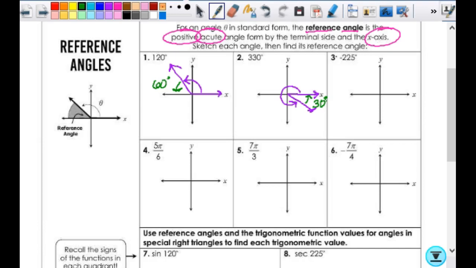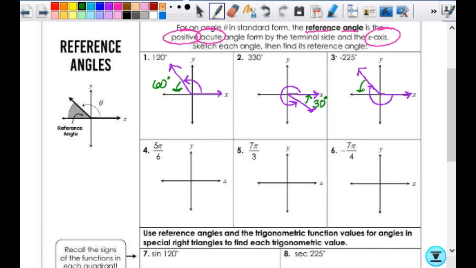So negative 225. Since it's negative, when I start at 0, I go in which direction? Clockwise. And then which quadrant will I end up in? Second. So if I go from here to here, this is 180, right, to get back to the x-axis. Then I would have to go how much farther? 45. So that's about halfway, or it is halfway. So this is my negative 225. And then my reference angle would be what?